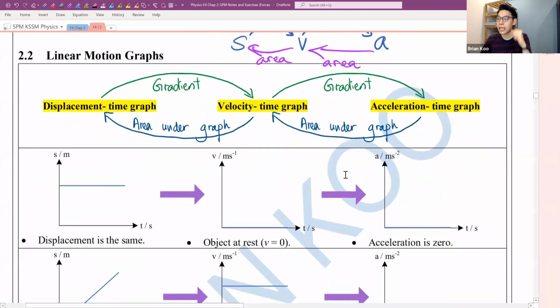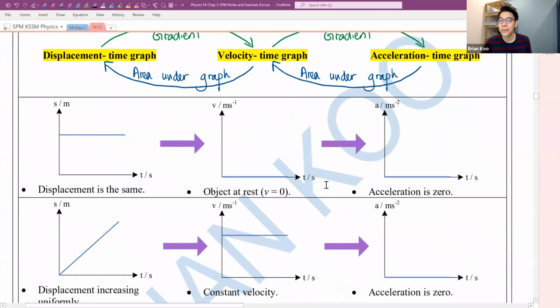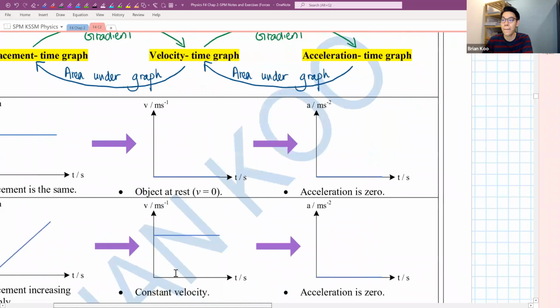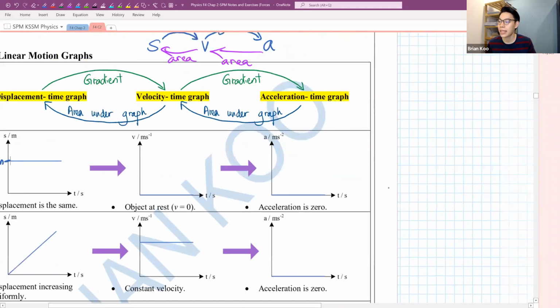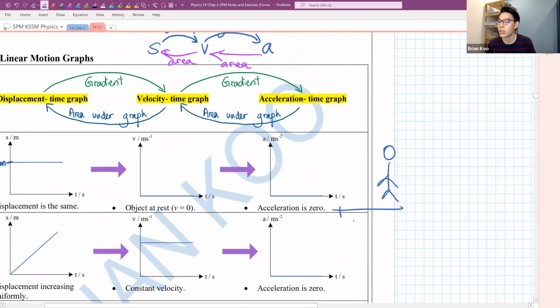Starting with the first type of motion, if you have this kind of graph, let's say this is 10 meters. Imagine that what it means is this person is just standing 10 meters away from the original point.